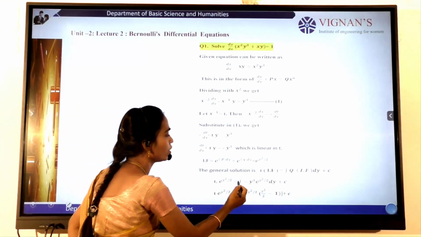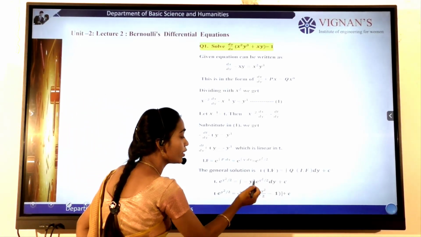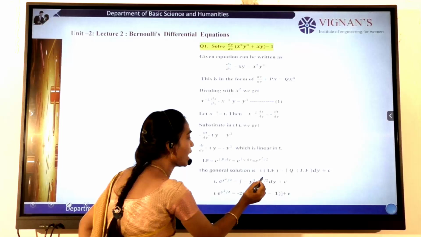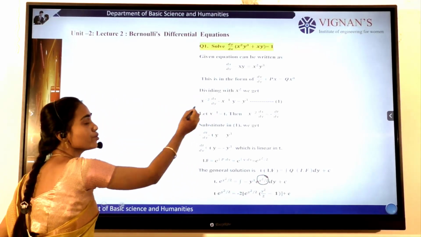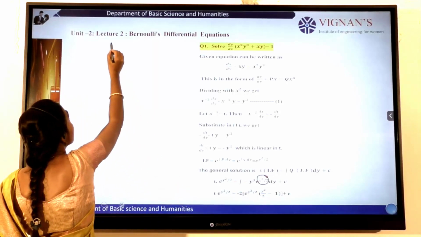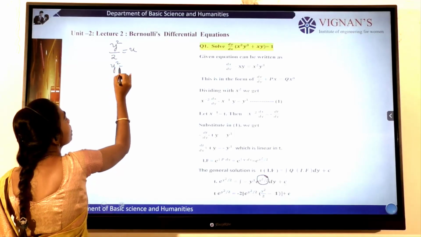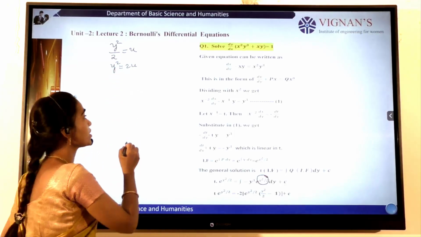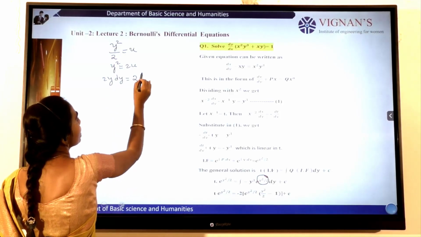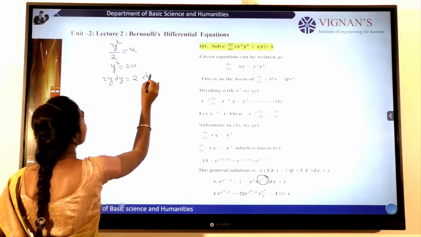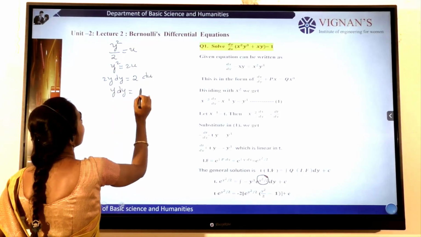Look here, this is the integration we have to solve. For this, we don't have a direct formula. So we have to take this y square by 2 as u, because we already used t, so we have to take some other variable. So y square by 2 is equal to u. Then y square equals 2u. Next, differentiate this: 2y into dy is equal to 2 into du. That is, y into dy is equal to du.